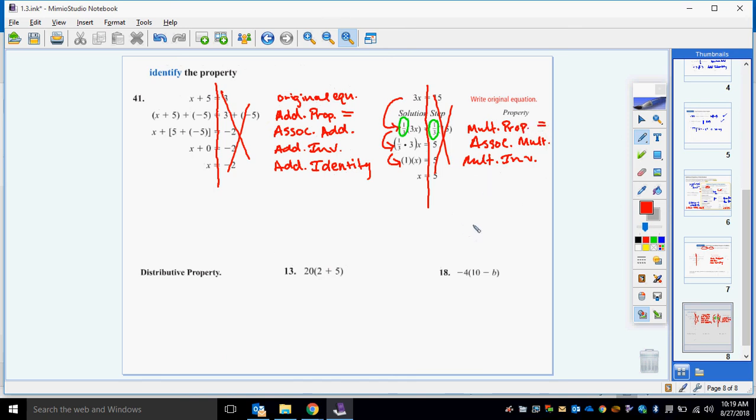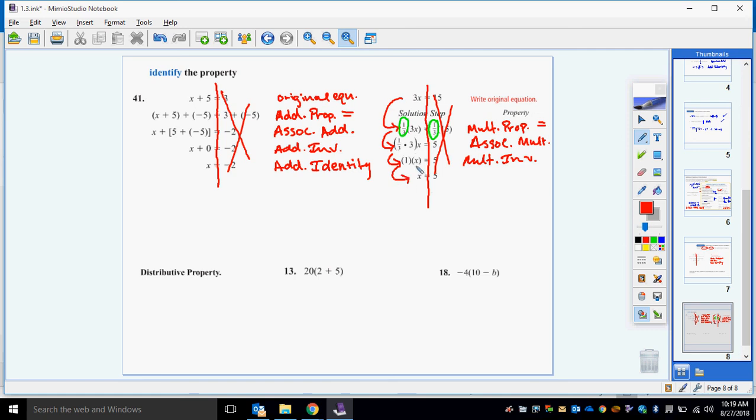So let's abbreviate that. Multiprop equal. Multiplication property of equality, we multiply by the same thing on both sides. Associative property, we move the parentheses. And multiplicative inverse, we got 1 as an answer between a multiplication problem.